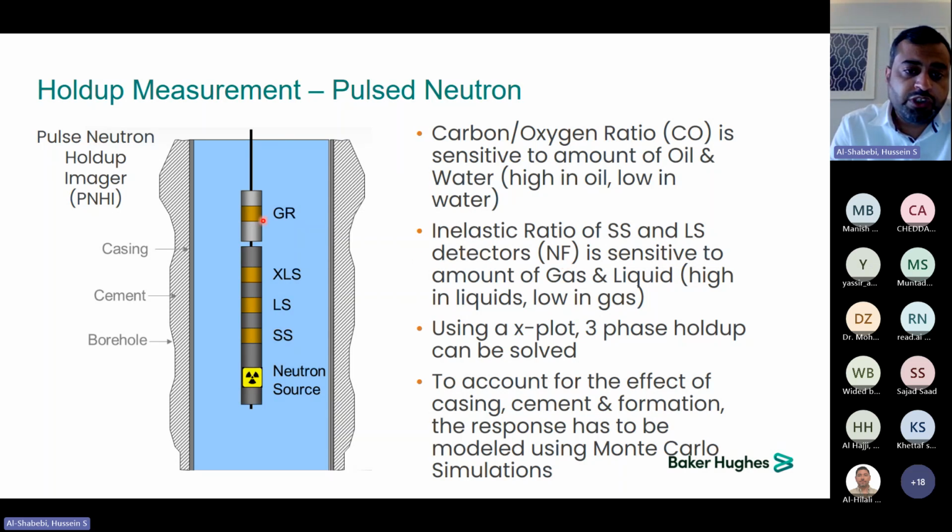But as I mentioned, when you are firing the neutron, it will interact with all the surroundings: casing, cement, formation, and also the wellbore. So we need to try to minimize the effect of the casing, cement, and beyond. What we are doing is building a Monte Carlo model, based on the scenario that you have, to eliminate or minimize the effect of the formation, the wellbore, the casing and cement. And we are utilizing a triangle method to convert these measurements to the holdup measurements.